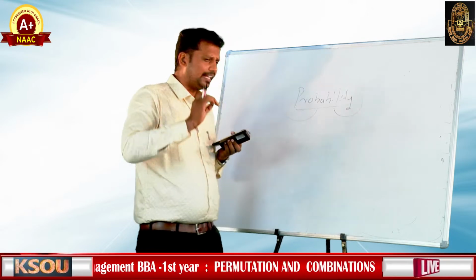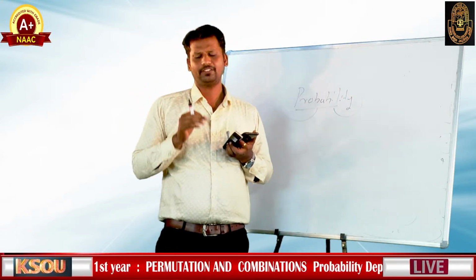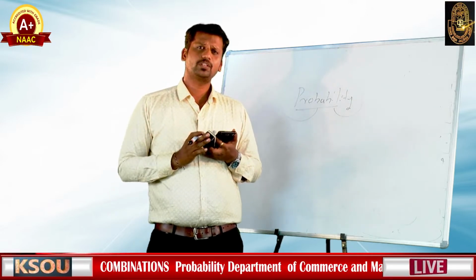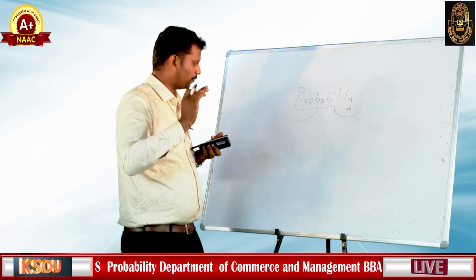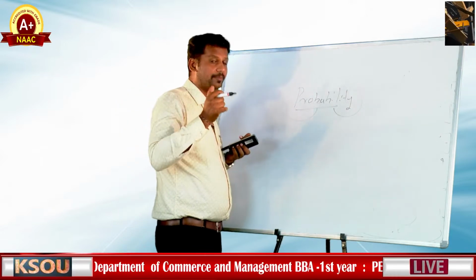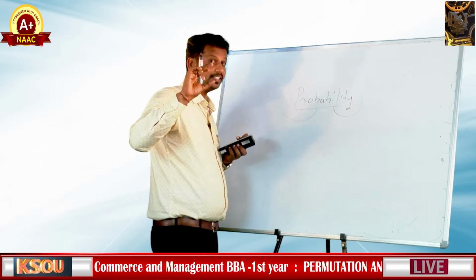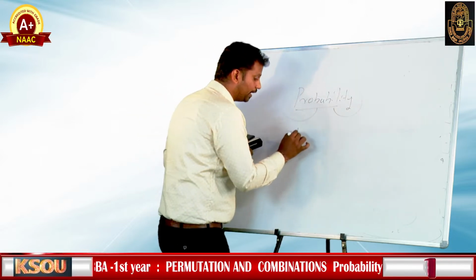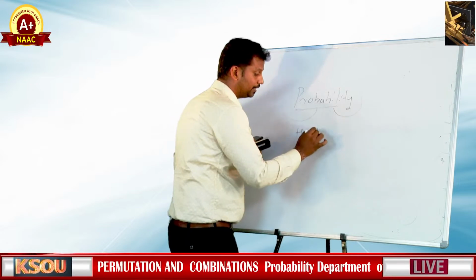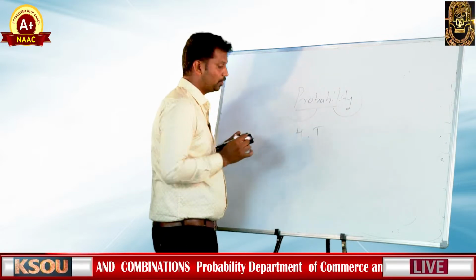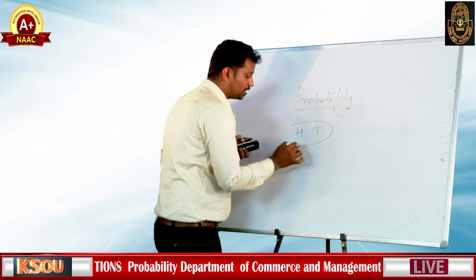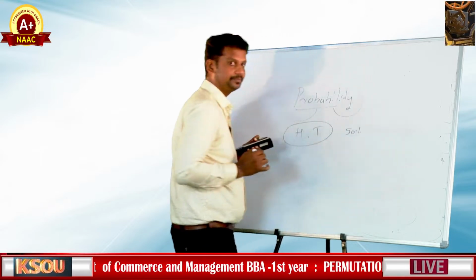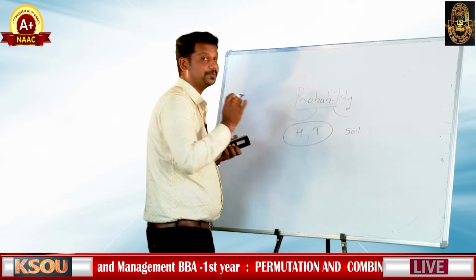For example, if I toss one coin, what is the probability of getting the head? In case I toss one coin, what are the chances? This coin will be either head or tail. Is it right? So what is the chance of head? That is 50%. This is called probability.